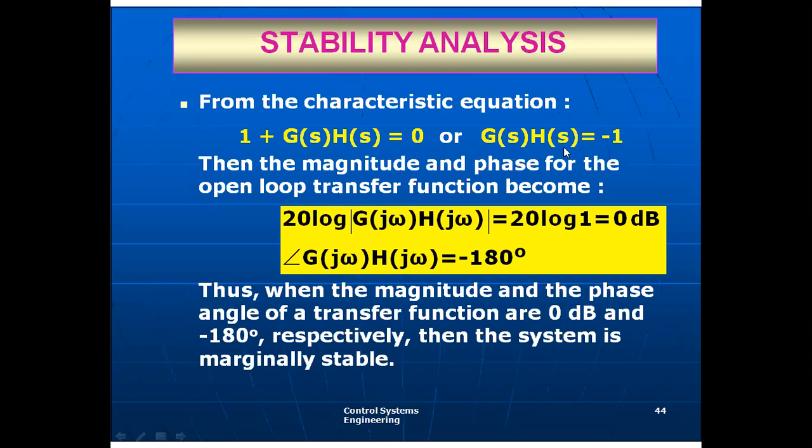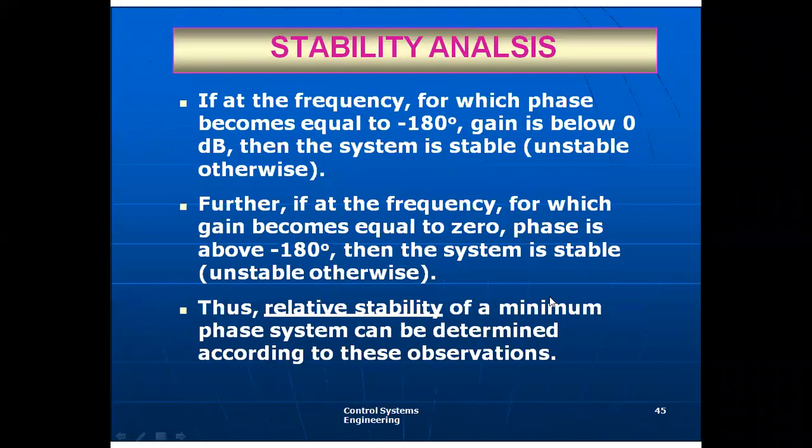Taking the logarithmic scale for this, 20 log of |G(jω)H(jω)| becomes 20 log of 1, which is 0, and the angle is -180 degrees. So when the magnitude and the phase angle of your transfer function are 0 decibel and -180 degrees, then the system is marginally stable. The system will be oscillatory in nature. If at the frequency for which the phase becomes equal to -180, the gain is below 0 decibel, the system is stable. Otherwise it will be unstable.